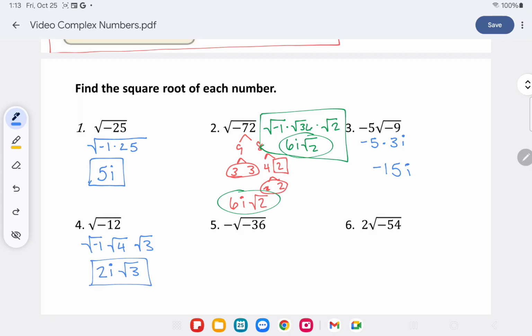On the next one, we would do this part first. Order of operations says we do grouping first. The square root of negative 36 is 6i, and then we multiply it by the negative. So our answer would be negative 6i.